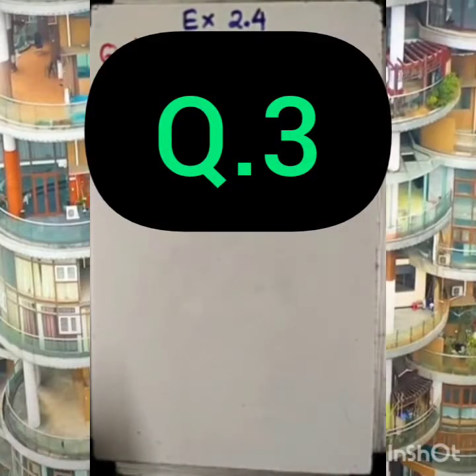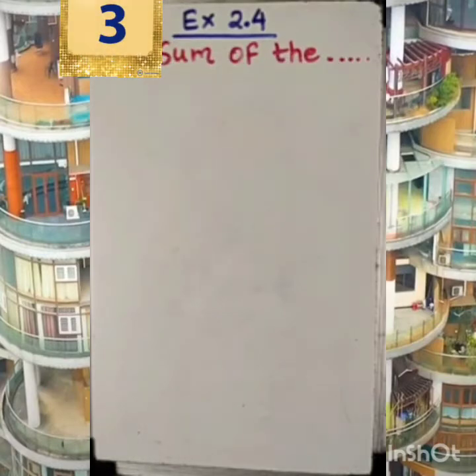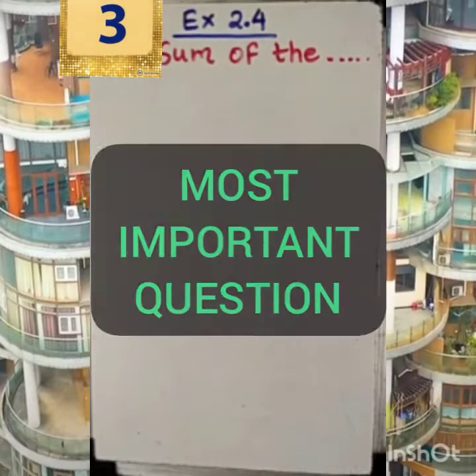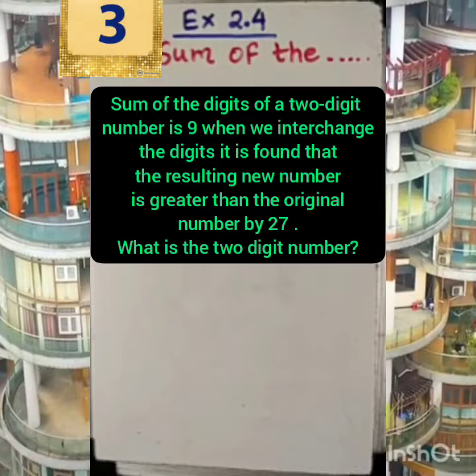So here we are going to do a very important question of this exercise, and it is a new concept for you. So dear student, please try to understand it twice. The question I am reading, question number 3, is on your screen. Sum of the digits of a 2-digit number is 9. When we interchange the digits, it is found the resulting new number is greater than the original number by 27. What is the 2-digit number?